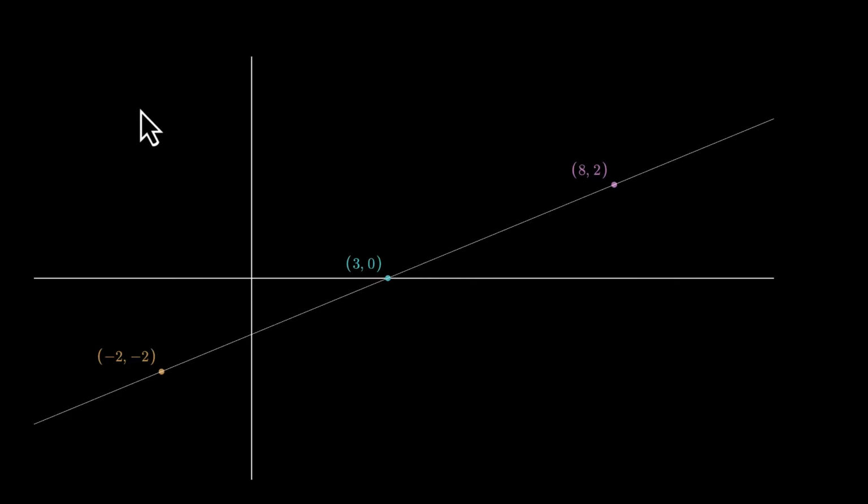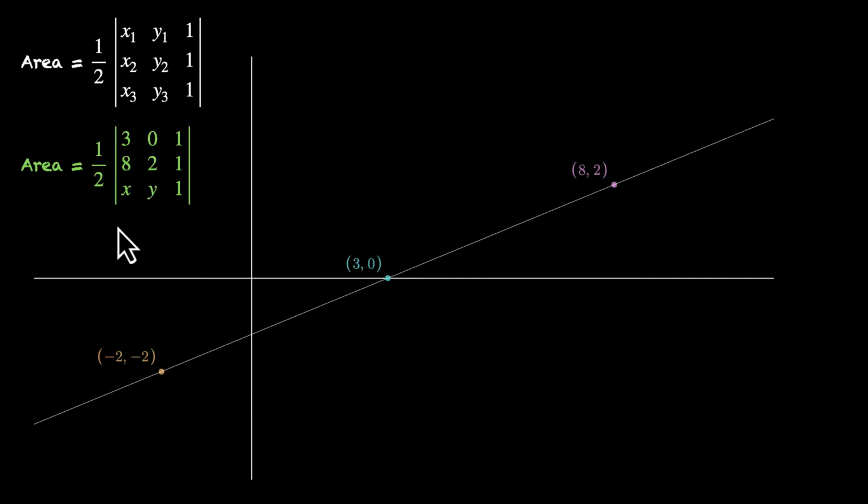Well, the key is to take this third point as a random variable point on this line. If this third point is on this line, these 3 points are collinear, which means the area is 0. Now, if you assume this point to be (x, y), this is going to be a determinant.